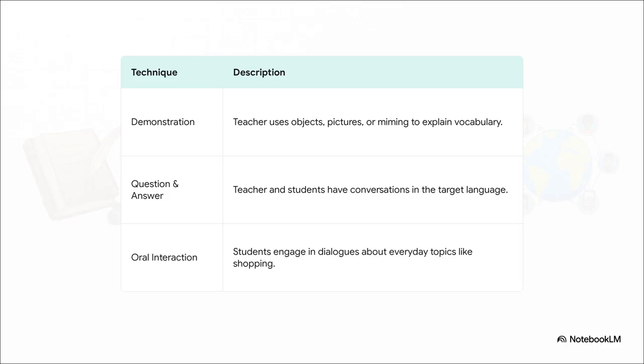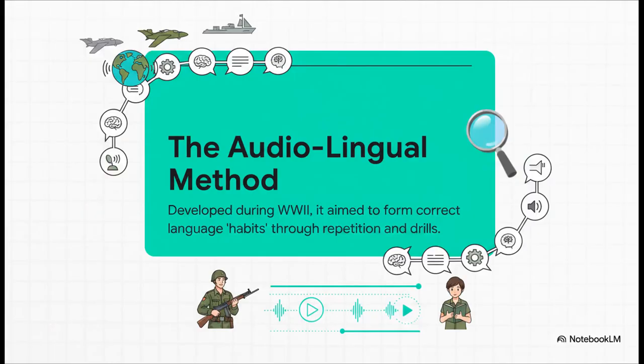So the next big shift, which was shaped by world events, took things in a totally different, much more structured direction. Next up, the audiolingual method. This one was actually born out of a real need during World War II for soldiers to learn languages super fast. It was all based on behaviorist psychology, this idea that you could basically drill language habits into people through endless repetition. The goal was automatic, error-free speech, kind of like muscle memory, but for language.